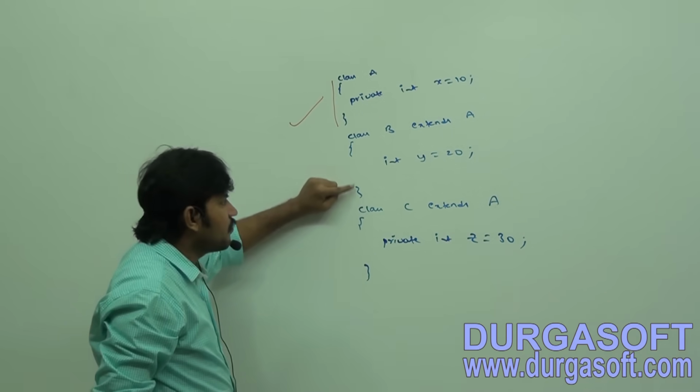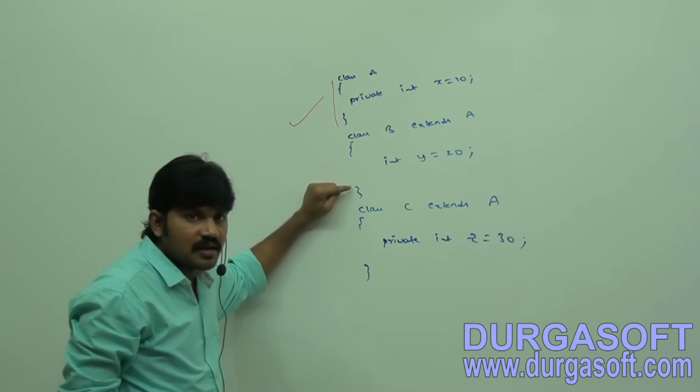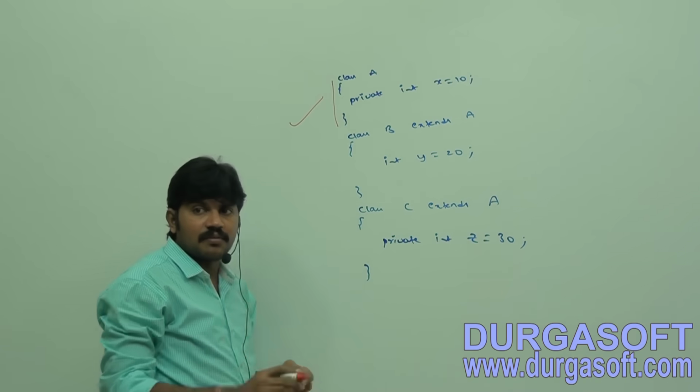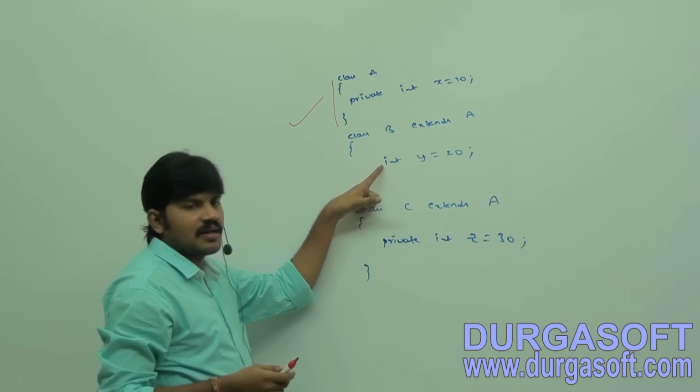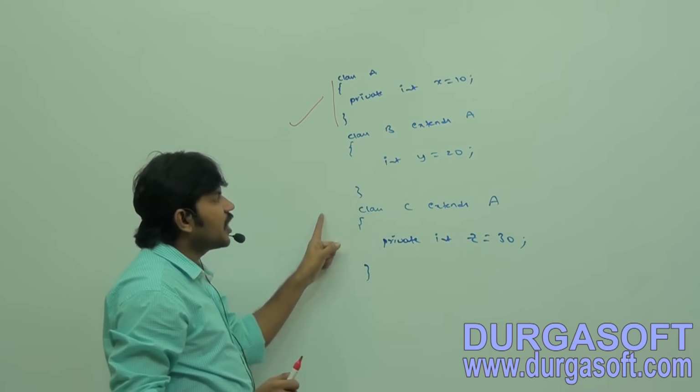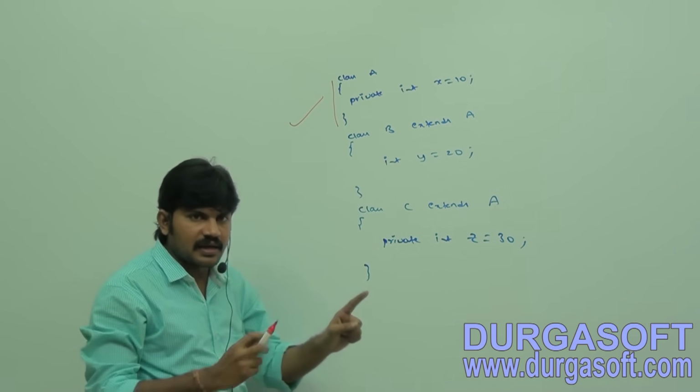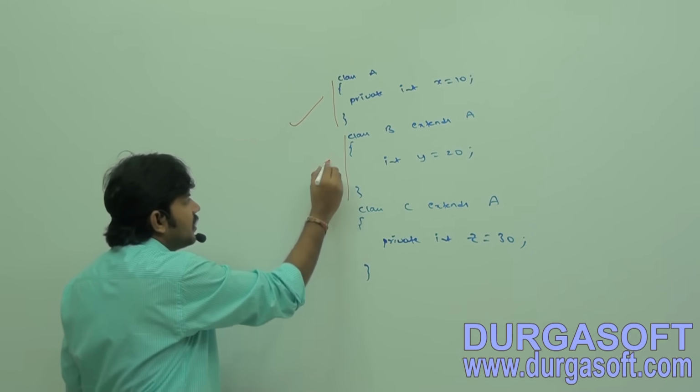Next, is class B tightly encapsulated or not? No. What is the reason? Because non-private data is there. It is the default non-private data. An outside person can access this data directly. That's why it is not.